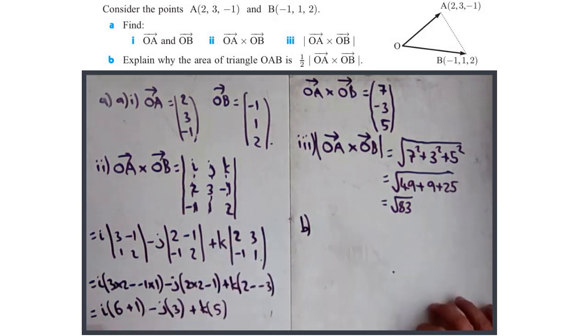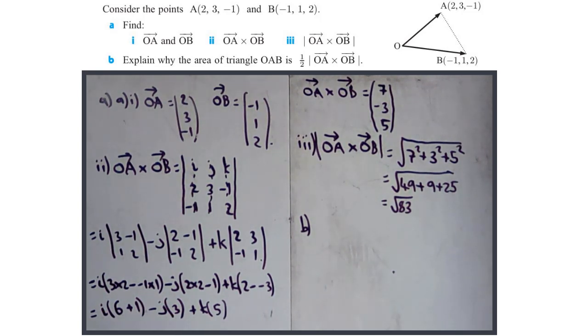Okay, we now move on to part B, and it says explain why the area of triangle OAB is a half of the magnitude of the cross product. So you will know soon, or you should know soon from experience, that the cross product, if you interpret that geometrically, it is the area of a parallelogram formed if you started both of these vectors from the same place. So they do start from the same place here, so both start from O. So if we then drew a parallelogram, that would be the area of the parallelogram.